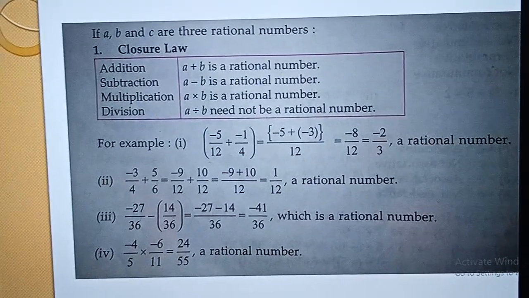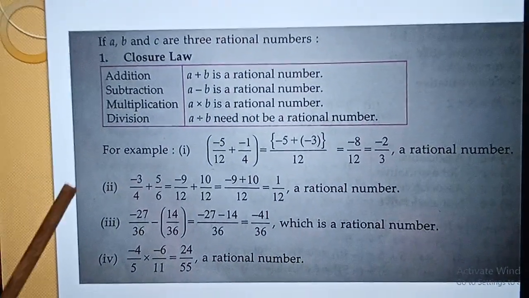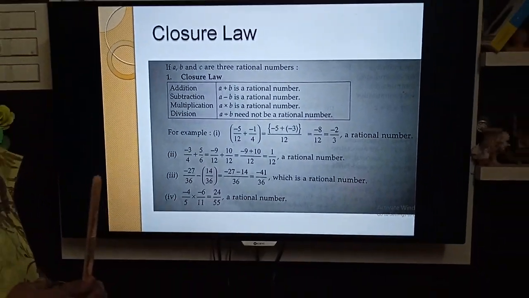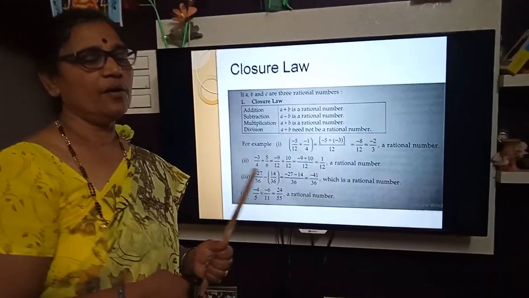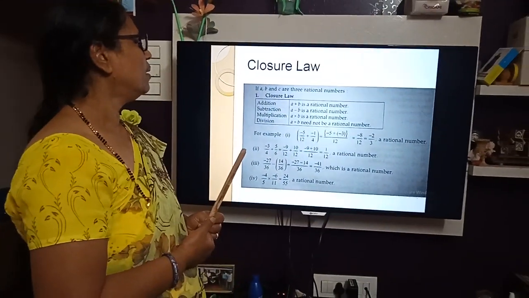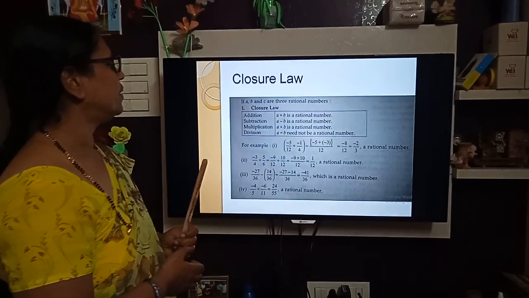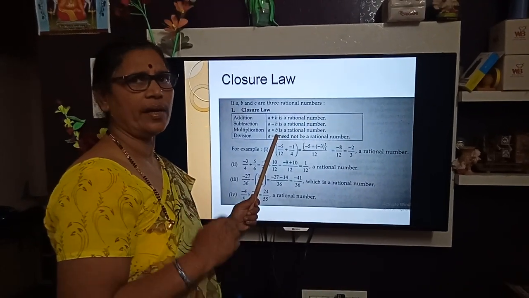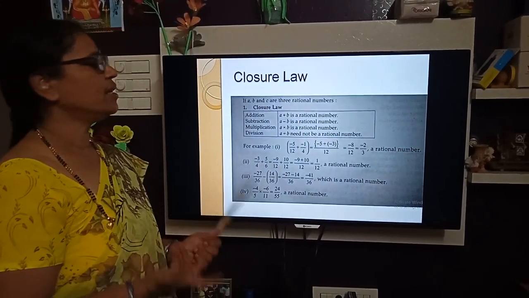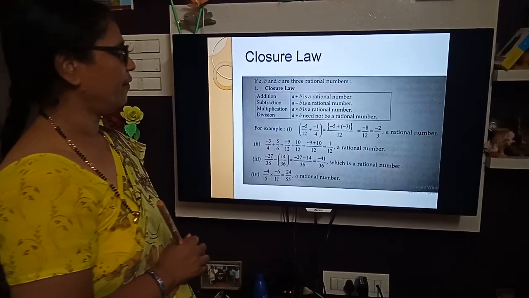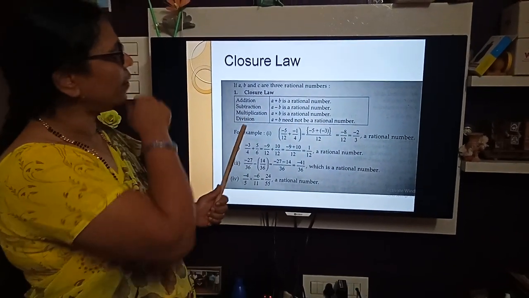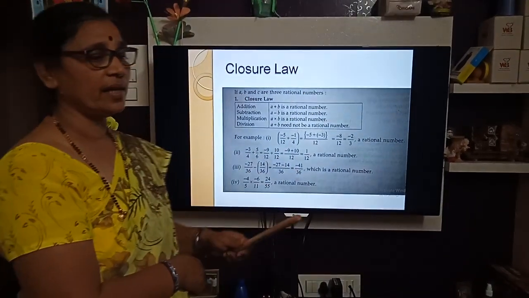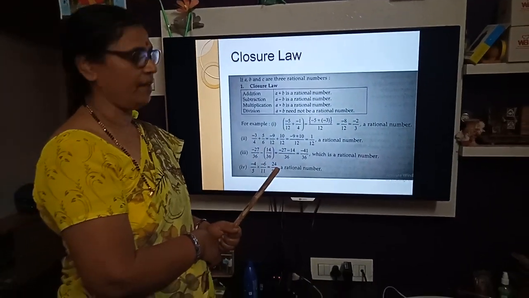Now comes the question about division. What happens here? Here an example is not given, but I will explain. Let us take two rational numbers, say 4 by 5, which is a rational number, but if we consider the denominator as 0, because 0 is also an integer, 2 by 0 cannot be defined, it is undefined. Hence, division of rational numbers need not be a rational number sometimes. If the denominator is 0, then it is undefined.